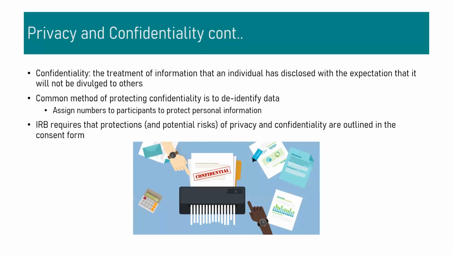Next is confidentiality. Confidentiality, on the other hand, is defined as the treatment of information that an individual has disclosed with the expectation that it will not be divulged to others. One simple way of protecting confidentiality is to de-identify participants' information. What this means is that you want to assign numbers to participants, or sometimes it's letters. I mean, it doesn't have to be numbers.